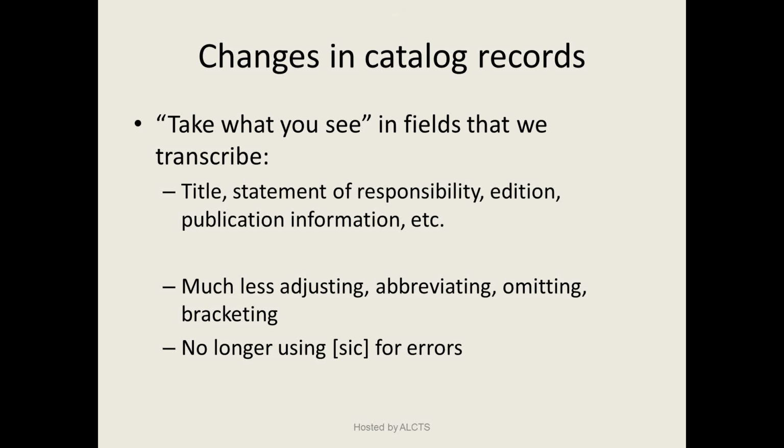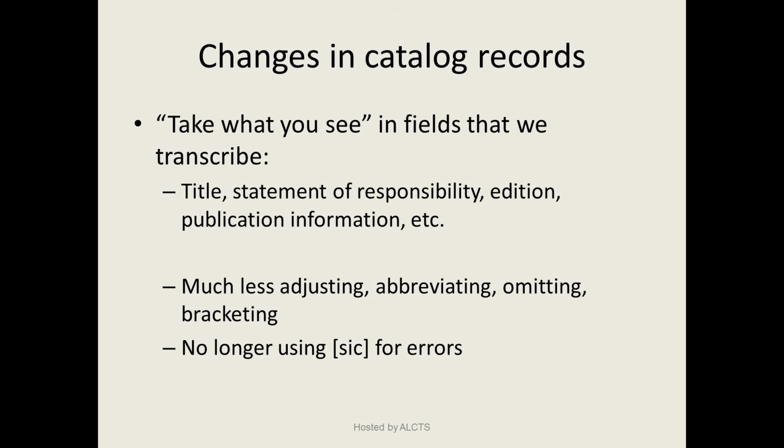So here's one of the biggest overall changes in what you'll see in catalog records. In AACR2, we transcribe information exactly as it appears, usually from the title page when we're talking about books, for some parts of the catalog record, for the title, the statement of responsibility, publication information. Yet it is not really exactly as it appears. We adjust it a lot. We abbreviate some things, we omit some things, and we add Latin terms and abbreviations.